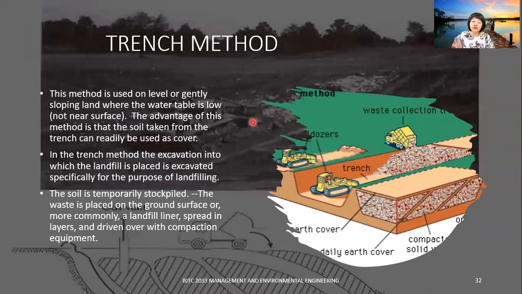Okay, first is the trench method. The trench method is usually used on level or gently sloping land where the water level is low, which is not near the surface. The water level is down there, deep inside. The advantage of this method is that the soil taken from the trench can readily be used as the cover. So you need not buy or find extra soil, because you dig the hole. The soil that you dig out, you put aside as a stockpile, and after you put your solid waste and compact, you cover it.